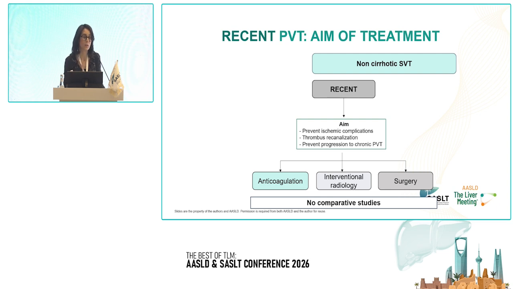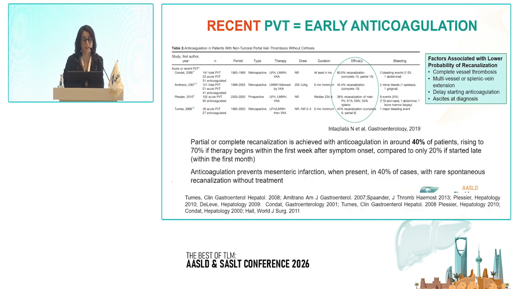What are the options that we have if we want to treat this recent portal vein thrombosis, defined recent as less than 6 months? We have anticoagulation, that is the first line therapy. We have interventional radiology, and we have surgery.